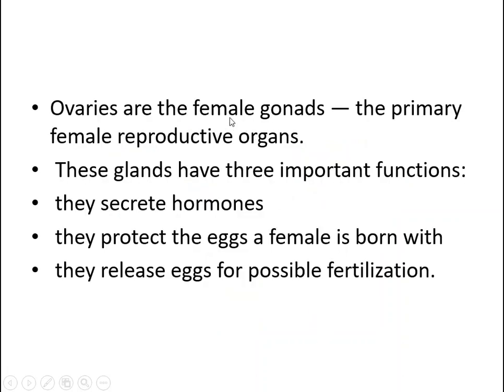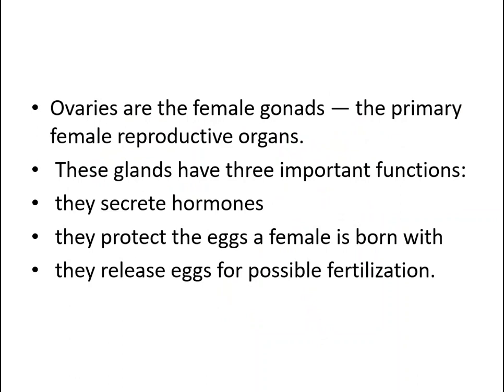Ovaries are the female gonads. They are mainly the female gonads, present only in the female. The primary female reproductive organs. If you remember, the function of the ovary is to ovulate, meaning the release of the ovum every month. An ovum is a basic female germ cell which is required for fertilization, for bringing offspring. So that is the primary female reproductive organ.